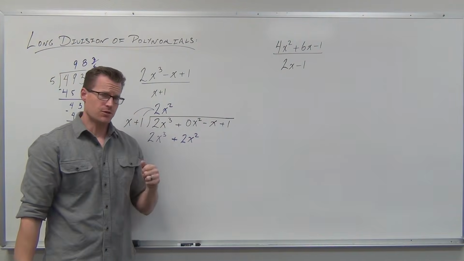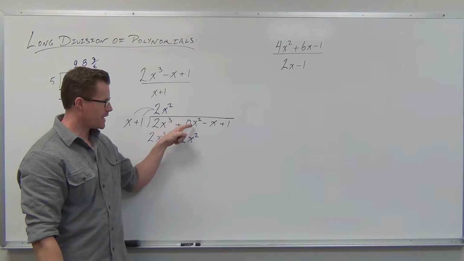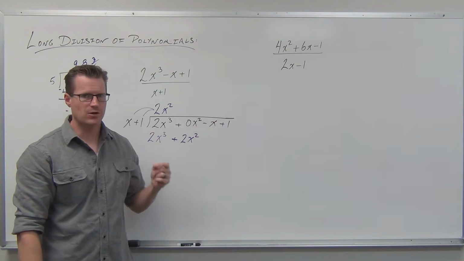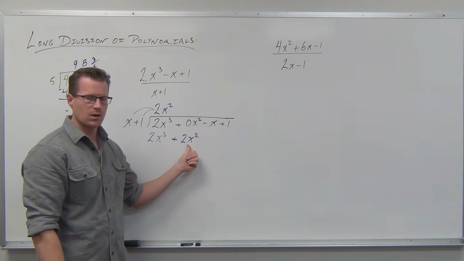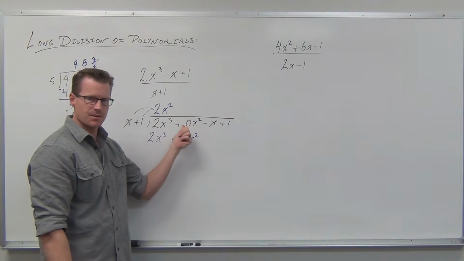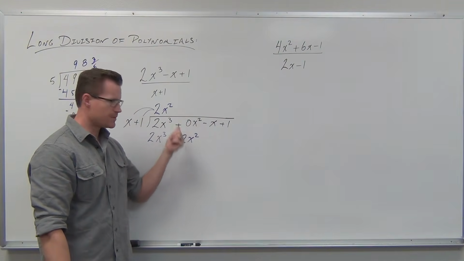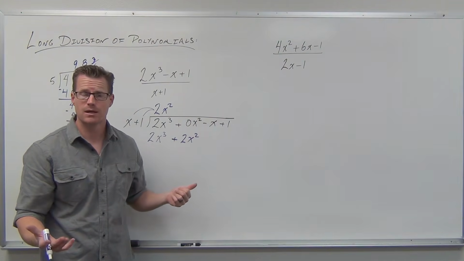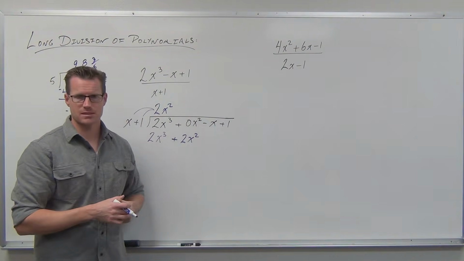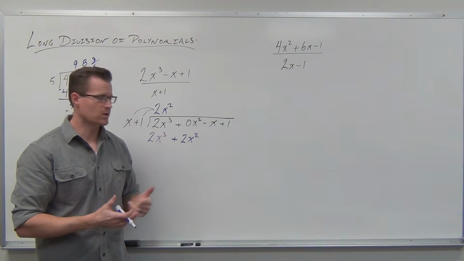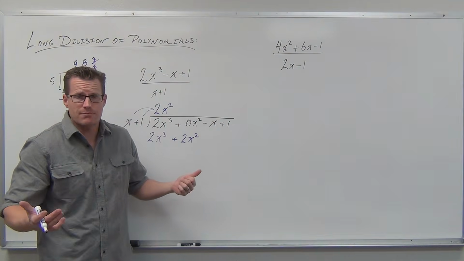Now, if you hadn't had a place value holder for that x squared, you would get very confused on the next step. Where does this go? Well, if you didn't have that here, you'd have a minus x. And you'd try to line that up and go, those aren't like terms. Yeah, precisely. That's exactly why you have to have a place value holder. That's the biggest miss that I see when I'm looking at students' work.